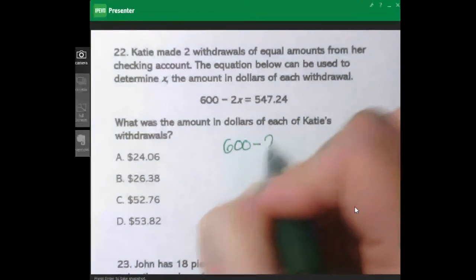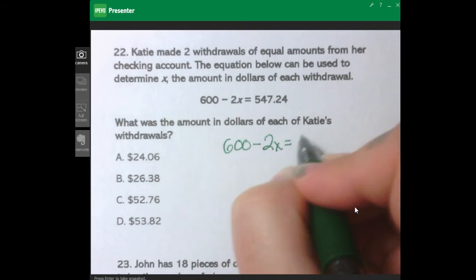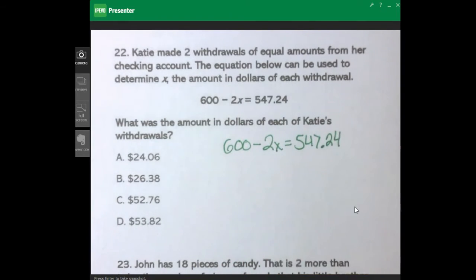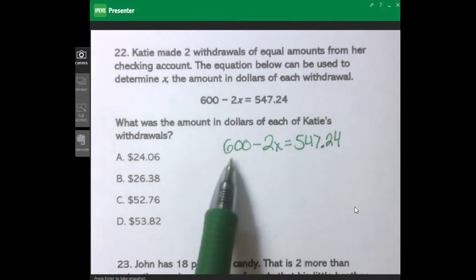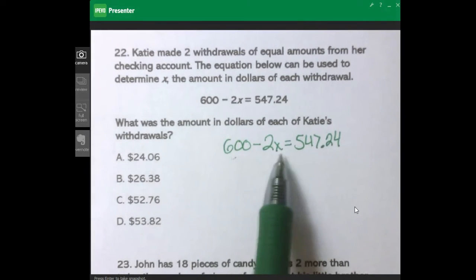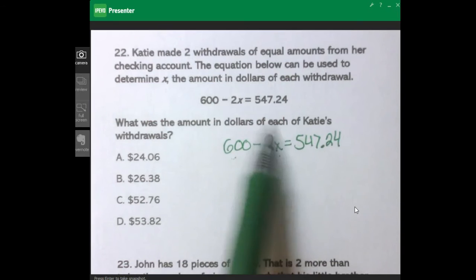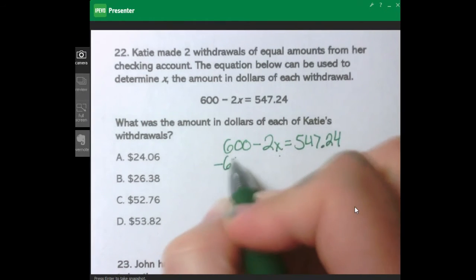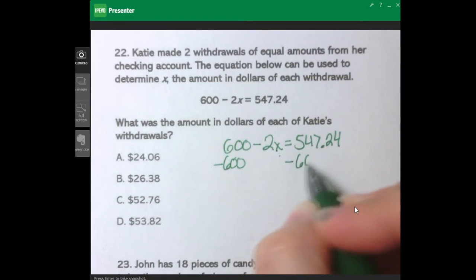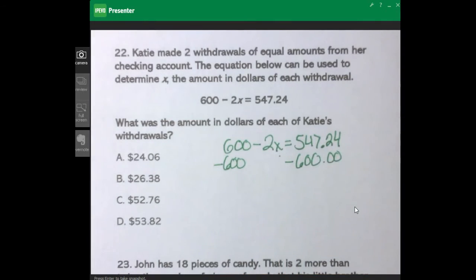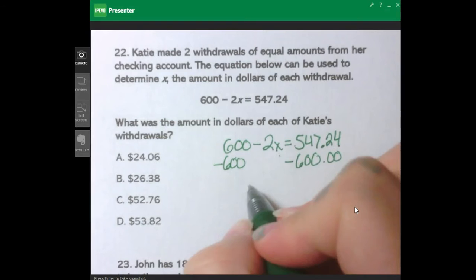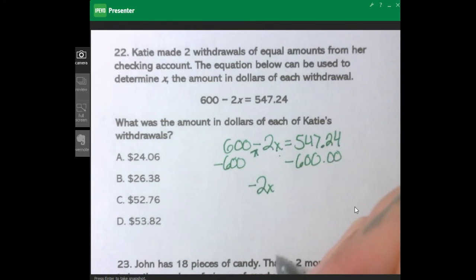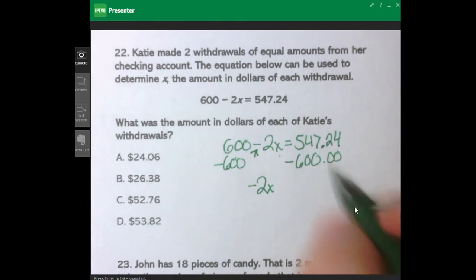So we have 600 minus 2x is equal to 547.24. So I have my 600 here because here's my variable. So we want to keep this right here where it is. I have a positive 600, so I'm going to subtract 600 from both sides. So now I have negative 2x. We don't want to forget this subtraction sign. We need to keep it.